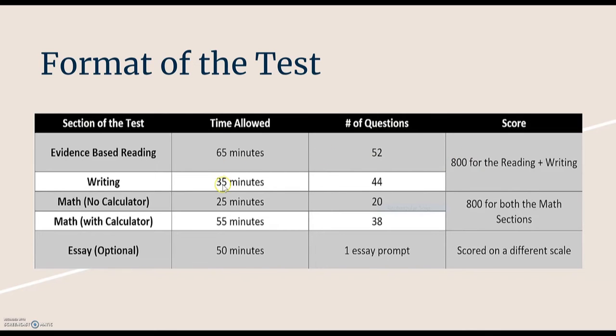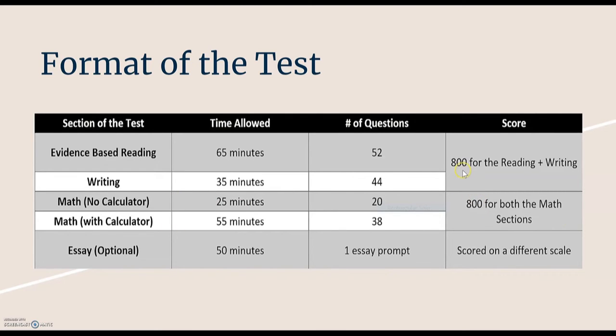Now, of course, these are two of, in my opinion, the hardest sections, but that differs for everyone. You do have a bit of a time constraint in the writing section because you have 44 questions but only 35 minutes, so you have less than 1 minute per question. On the reading section, you have a bit more than a minute per question, but you still need to work fast. After that, you have the math no calculator and the math calculator sections. The math no calculator section is 25 minutes for 20 questions, and the math calculator section is 55 minutes for 38 questions. Your score for both math sections combined will be 800.